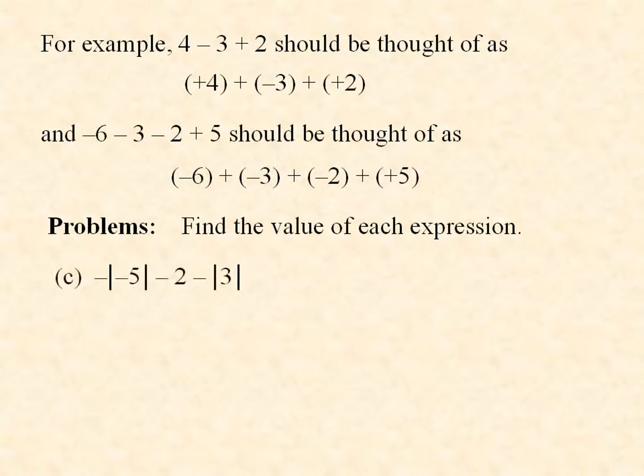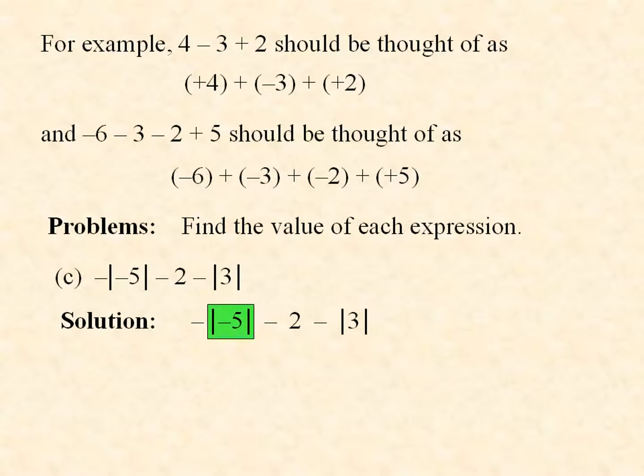C. Ooh, this one looks confusing because of the absolute values. What do we have here? Negative absolute value negative 5 minus 2 minus absolute value of 3. We have to interpret those absolute values.